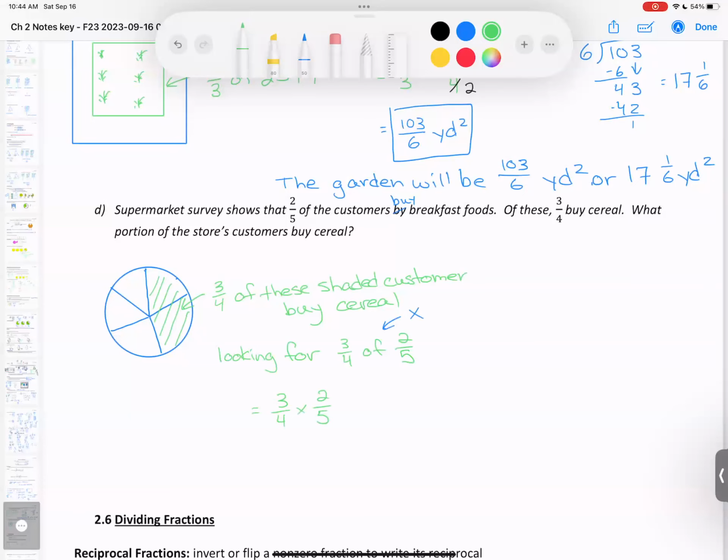Okay. And so we can do some cross simplification here. And we end up with 3 times 1 gives us 3. 2 times 5 gives us 10. So 3/10. So we would say 3/10, or 3 out of every 10 of the store's customers buy cereal.